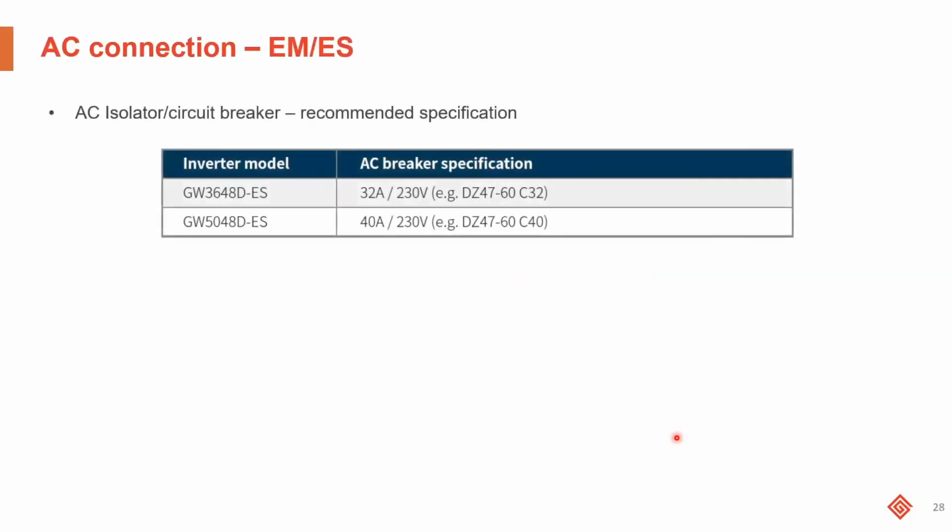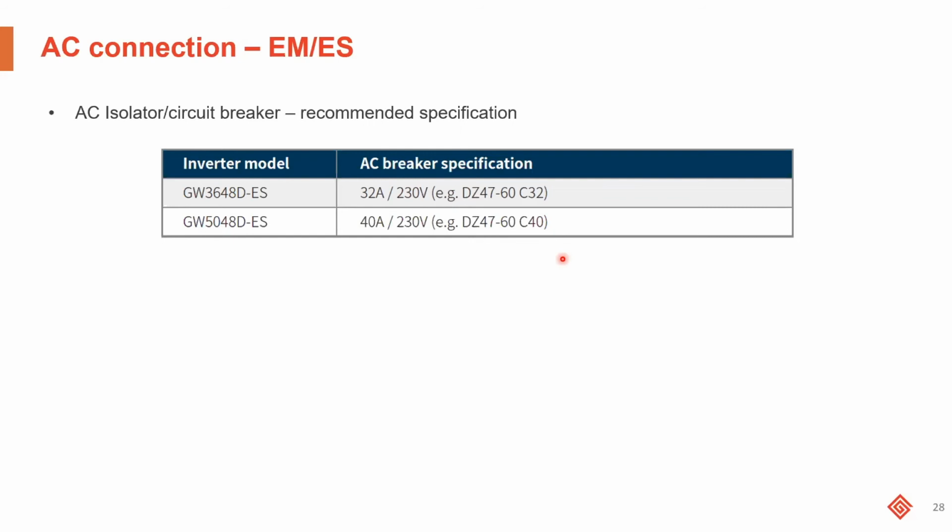So the AC connection of the EM and ES is very simple. We do recommend inside the manuals certain circuit breaker or AC isolator specifications or ratings, so have a look at the manual. I'm just showing here the recommendations for the ES, for the 3648 and the 5048 inverter. Again, look at the rules and check.